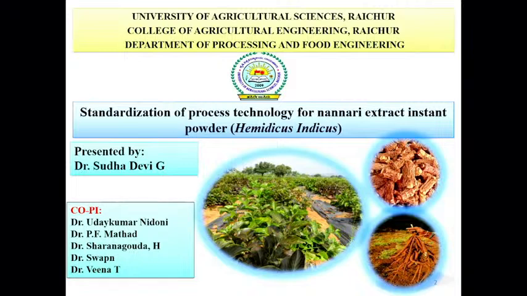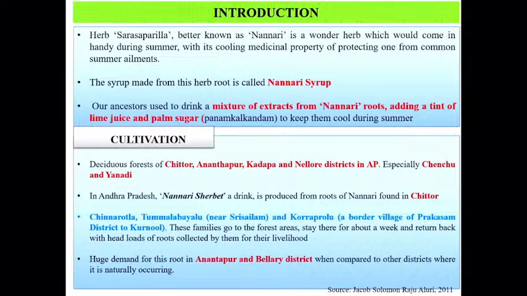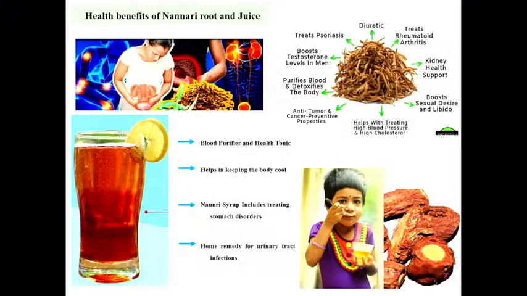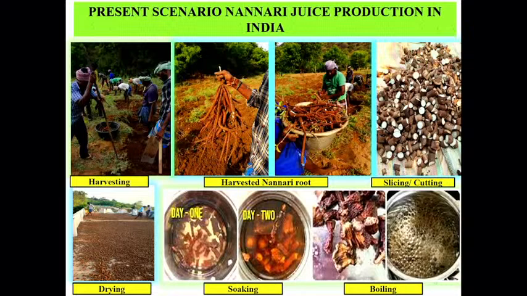This is the standardization of technology for Nannari extract instant powder. As we know, Nannari is a very good bundle of nutrients. It is a root crop which is harvested presently in the northern districts of Tamil Nadu and Andhra Pradesh. Presently it is not being processed or made into juice in a hygienic way, but in a very traditional way, like the tribals do.